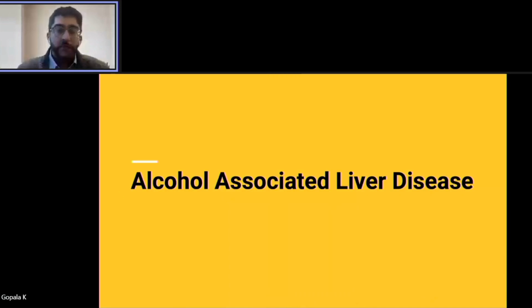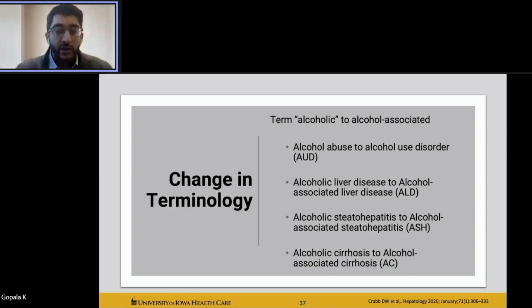So the next huge topic I would say is alcohol-associated liver disease. The first thing I want to mention is there's a change in terminology. We don't use the term alcoholic anymore. We use alcohol or alcohol abuse. We refer to it as alcohol use disorder or alcohol-associated liver disease, or if they have inflammation, alcohol-associated steatohepatitis or alcohol-associated cirrhosis.